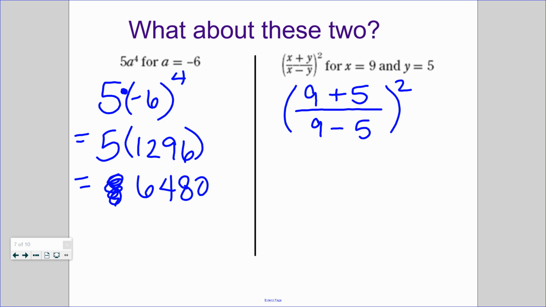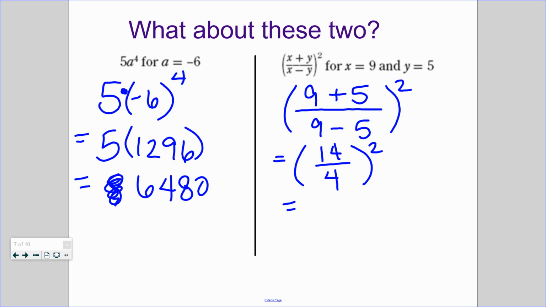Okay, so remember, whenever we have these big fractions, we treat the numerator and denominator like a parentheses. We simplify the whole top and we simplify the whole bottom before we divide. 9 plus 5 on top gives me what? 14. 9 minus 5 on the bottom gives me 4. If I divide those, it's not going to be nice and pretty as far as a decimal. Well, I guess it'll be an exact decimal.